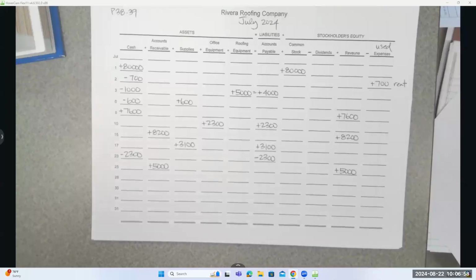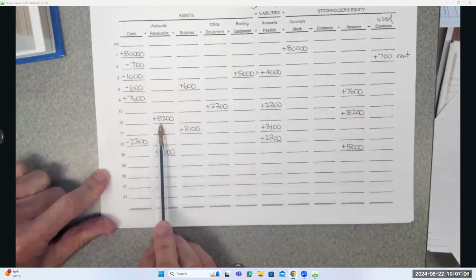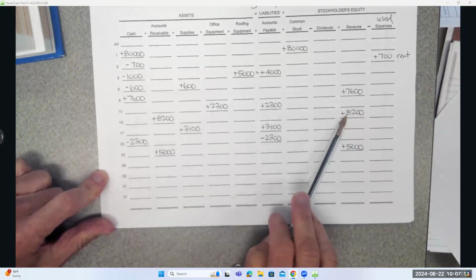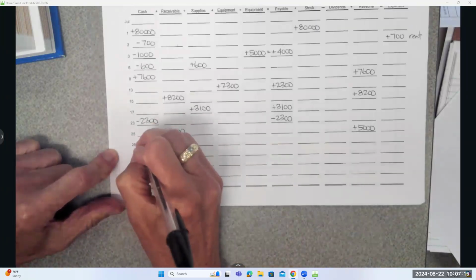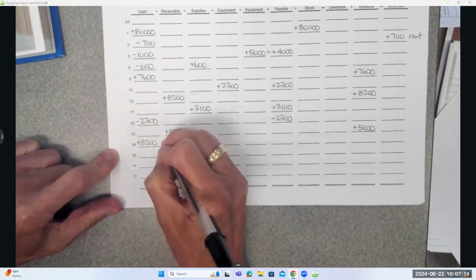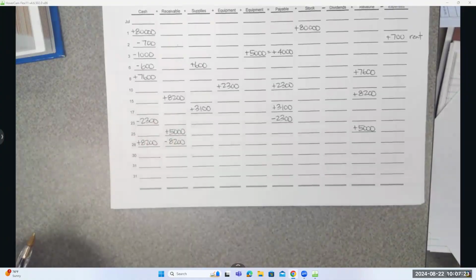The company received 8,200 cash for the work completed on July 15th. So on July 15th, we completed this work. The customer owed us 8,200, and on the 28th, we received that money. No additional revenue was earned. We just received the money that is already owed to us. So plus in cash and minus accounts receivable, because if the customer paid us, they no longer owe us.